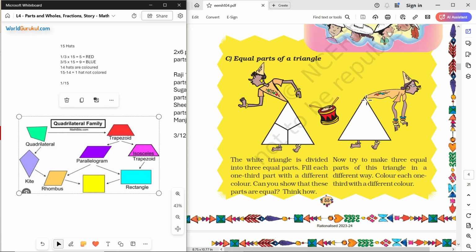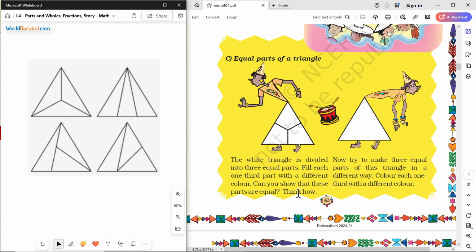You can divide this triangle into 3 equal parts in a different way. Try drawing a vertical line from here, from this point, touching the center point of this. So you can divide a triangle into 3 equal parts in many ways. On the left side you see the other options that you may choose to divide them into 3 equal parts.